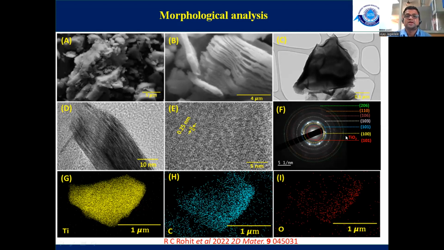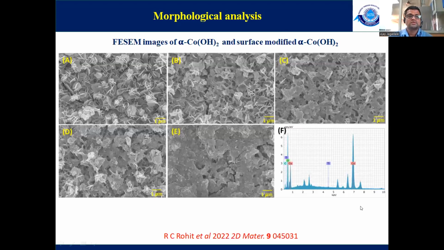So this is the SAD pattern. From this it seems that it also supports the formation of MXene here. And the final images which are shown in the bottom indicate the uniform distribution of titanium, carbon and oxygen. So this is surface modified alpha cobalt hydroxide.